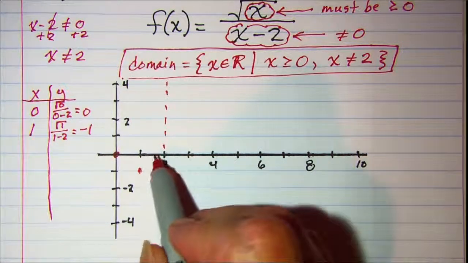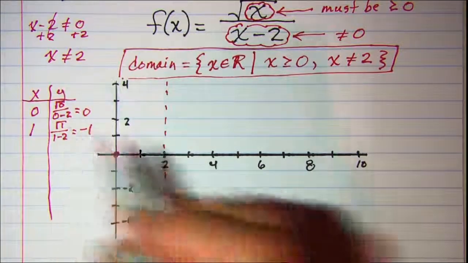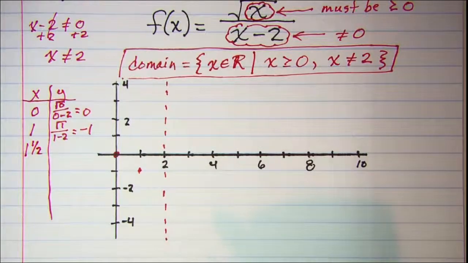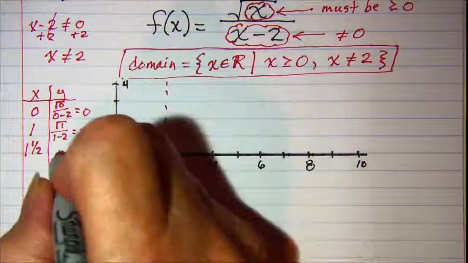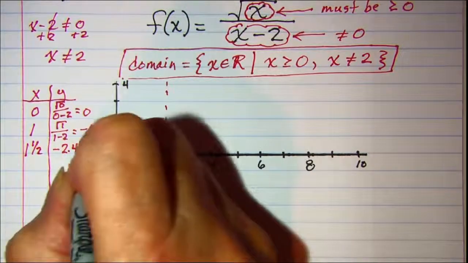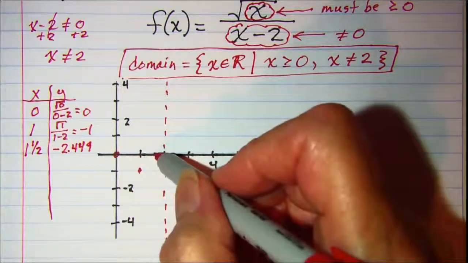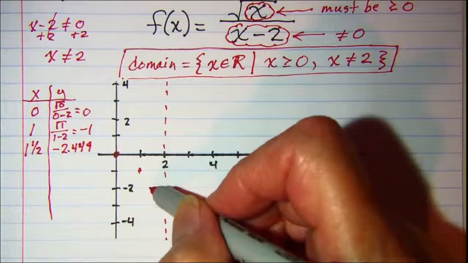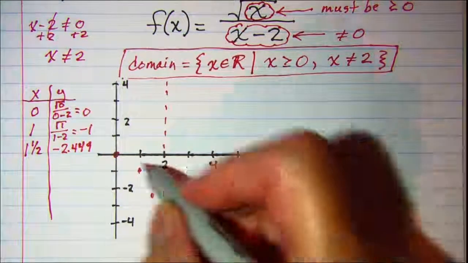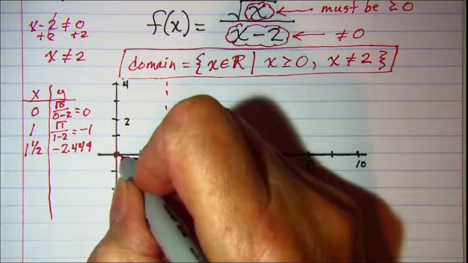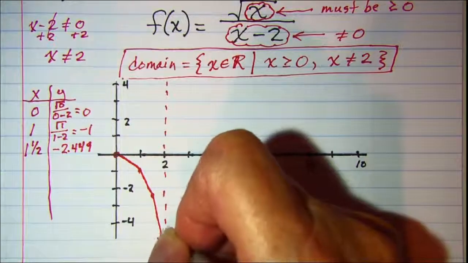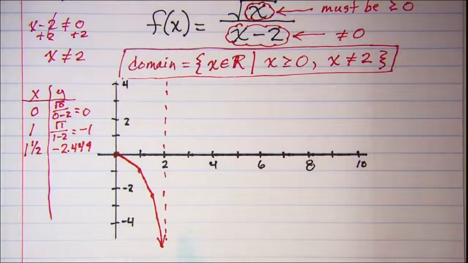So I'm going to get a little bit closer to this dotted line just to see what happens after this point. So if we let x be 1.5 and use our calculator, that's going to be negative 2.449. So when x is 1.5, we have a negative almost 2.5. So right about there. So it looks like we're going to be moving down to negative infinity.